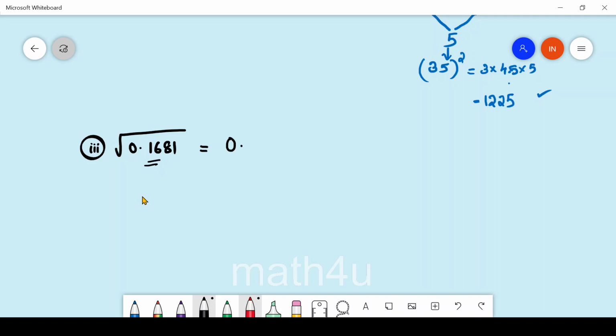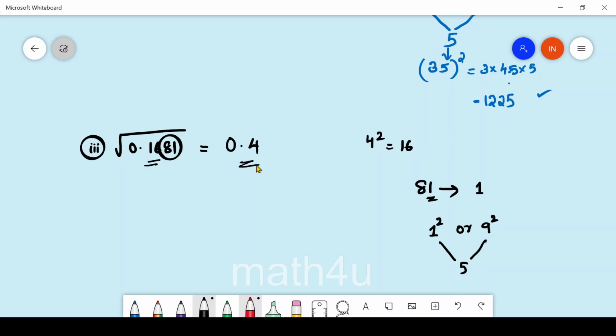First we are checking for 16, which is the perfect square close to 16, that is 4 square. You know 4 square is 16. So I'm writing here that 4. Now I'm going to take this 81. We can see that 1 is at the end, and we can have either 1 square or 9 square. 1 square is 1, 9 square is 81. There also 1 is the last digit. So now we are going to check which is the number which comes in the middle of this 1 and 9. That is 5. I'm taking this 4 also.